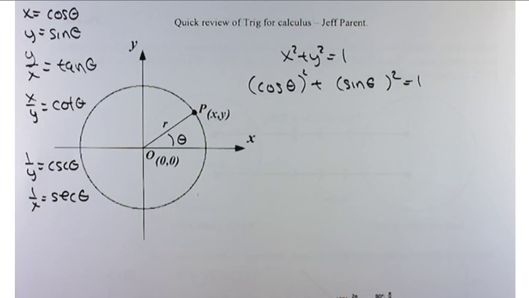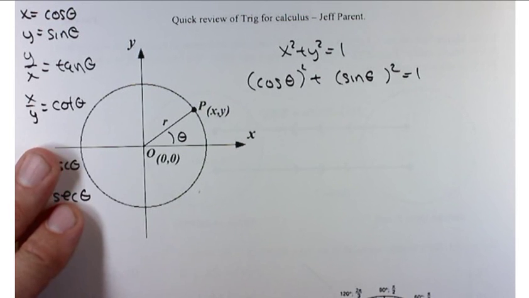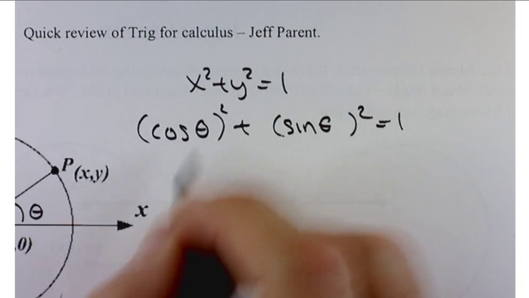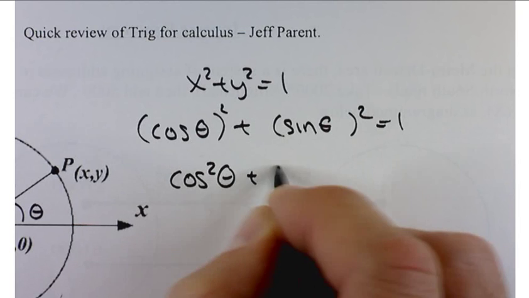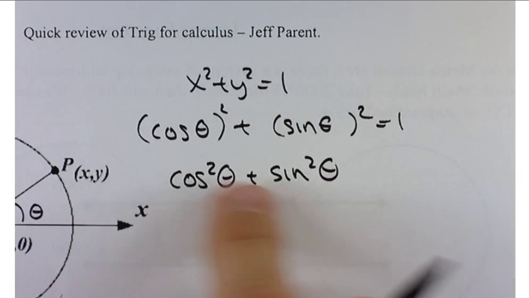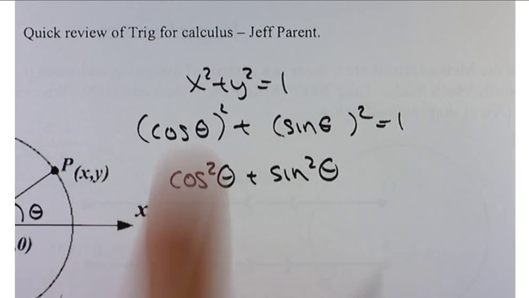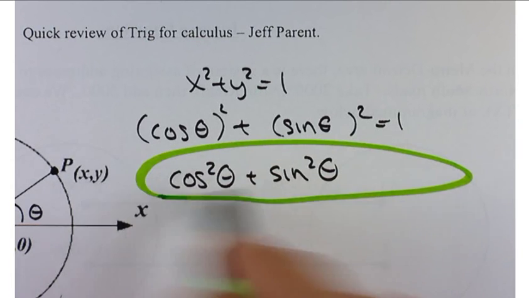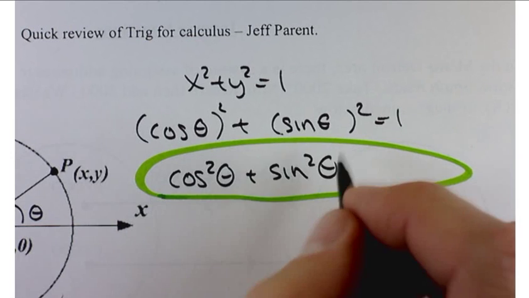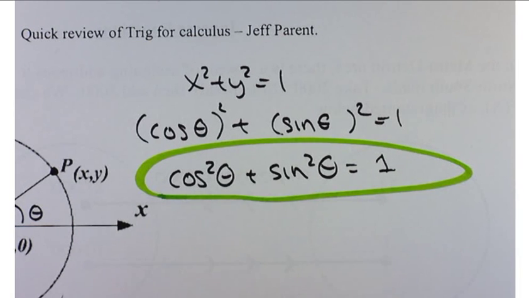Typically, we don't write it like this. How do we write it? Well, we kind of get rid of the parentheses and write cosine squared of theta plus sine squared of theta. This means this. It means you're taking the whole function value and squaring it. You're not squaring just the angle. So this is the Pythagorean theorem. Definitely you should have this one memorized, because from here we can get other things.